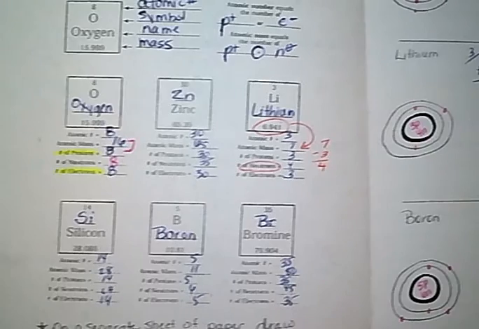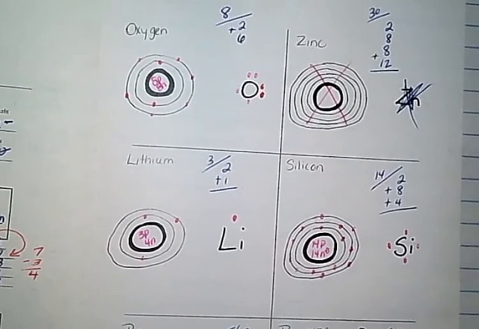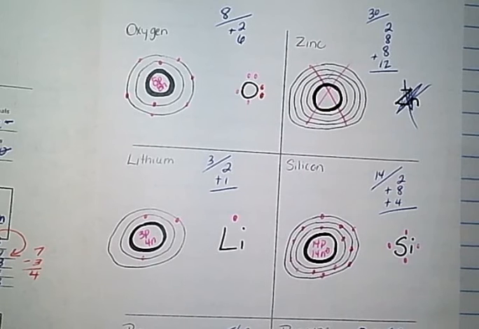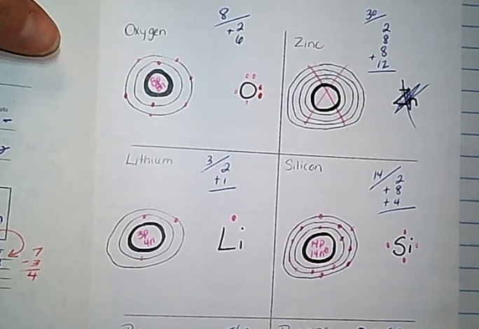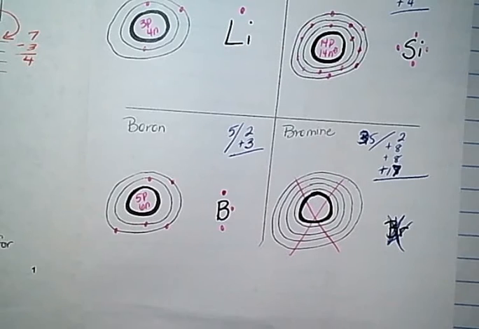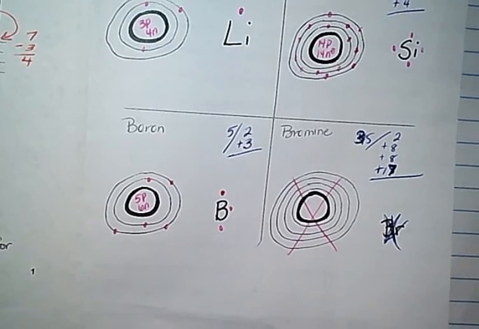And then over here, these were the models that we drew, so you can pause right there. We did not end up doing zinc because it was just too much. So pause there and get those. And then there's your boron on the bottom. And that's all for page 36 and 37.